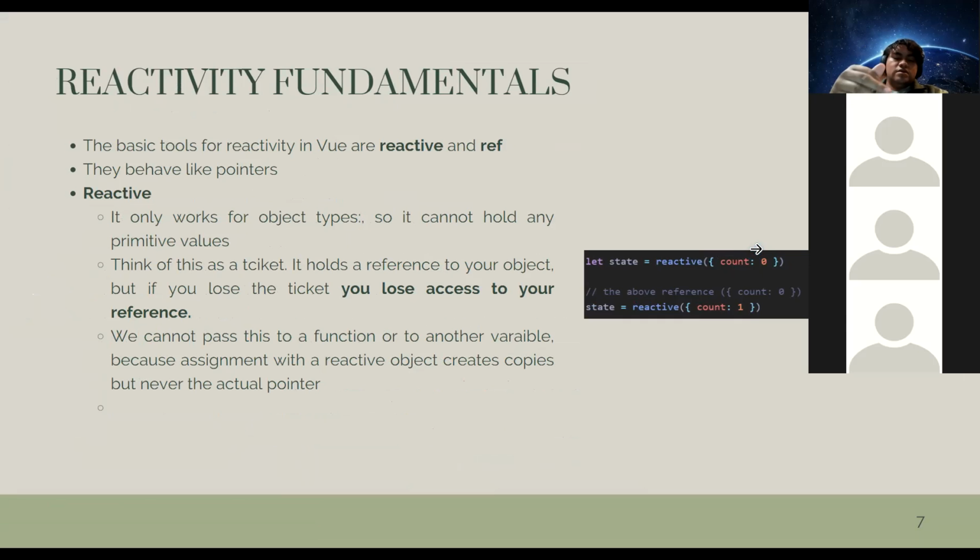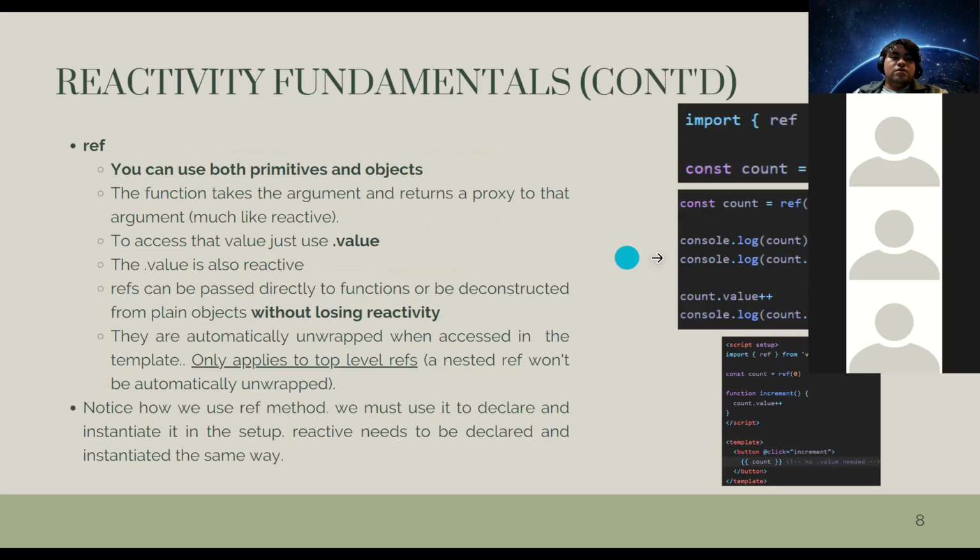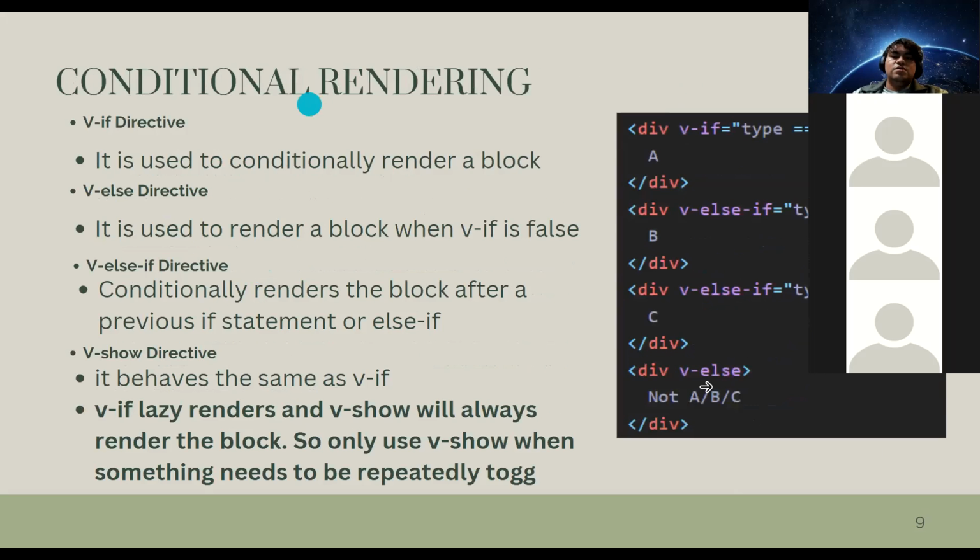So another thing about Vue is that there's actually two ways to make a reactive element, reactive and ref, and you can take a look at this afterwards to see the difference between the two. But basically, reactive is only for objects, and ref is only good for primitive values. So that's just the main difference. So conditional rendering.